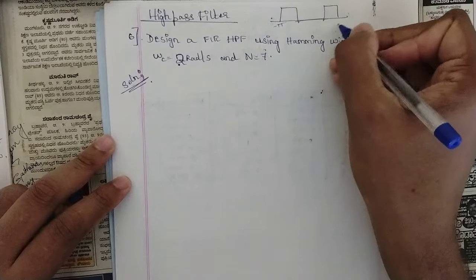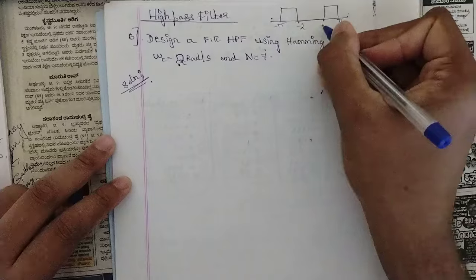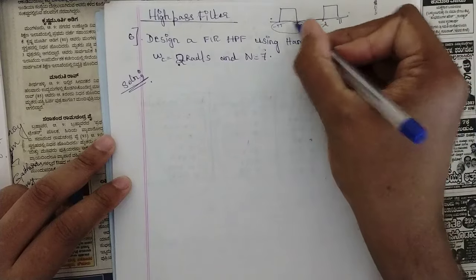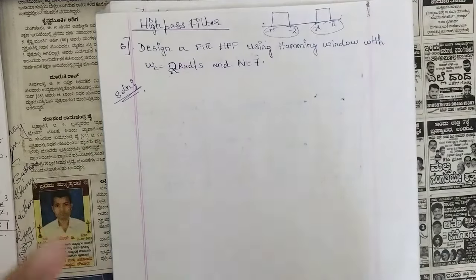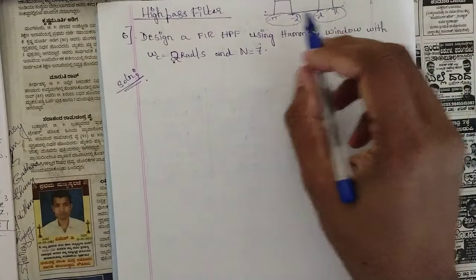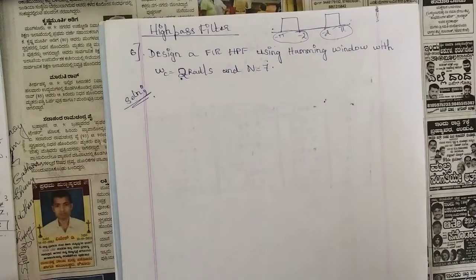This is minus pi to plus pi. Here omega c is 2, so this is minus 2 to 2. So these are the two sets of integrals: one is from minus pi to minus 2 and one is from minus 2 to plus pi. Then you should be adding those two separately and solving it. That's why I've taught how to solve this high pass filter.